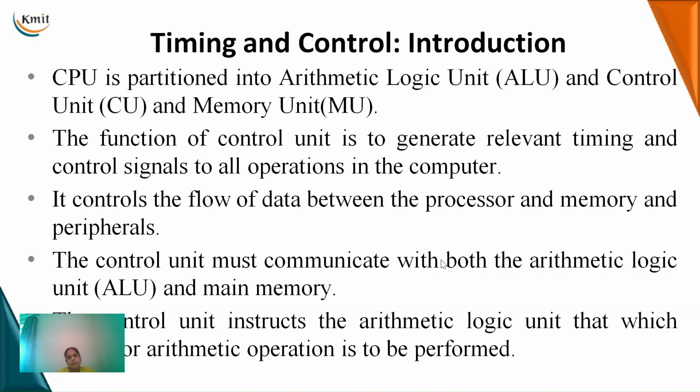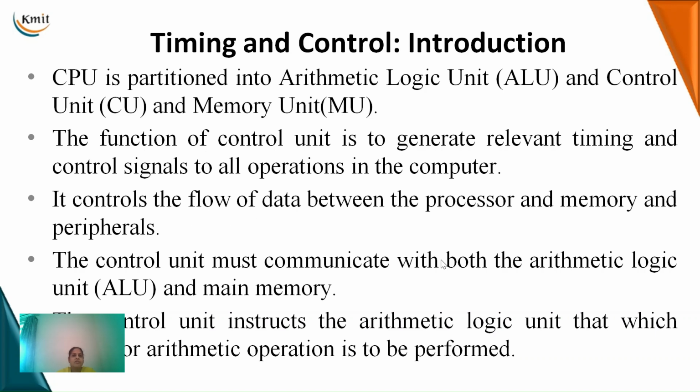Next, the other part of the CPU is the control unit. So what is a control unit? The main function of the control unit is to generate the relevant timing and control signals for all the operations in the computer. Whenever any operation has to be done in a computer system, it is the role of the control unit to generate the relevant control signals.